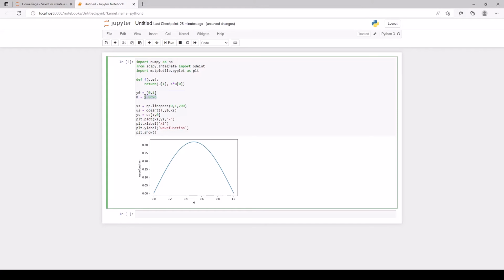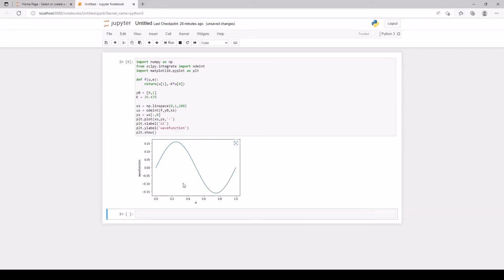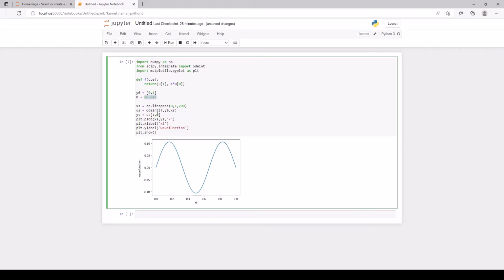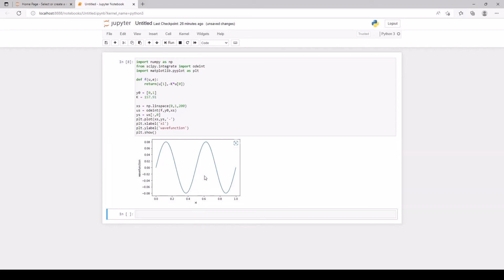Next one, let's do 39.478 for the 4 pi squared. We run this one. We see this one does indeed also go to 0 at chi equals 1. So this one is also valid. The first excited state is valid. Then 88.826 for the second excited state, which is 9 pi squared. This one also goes to 0, so this one's also valid. And then finally, the 16 pi squared term, 157.91, which also does indeed go to 0.